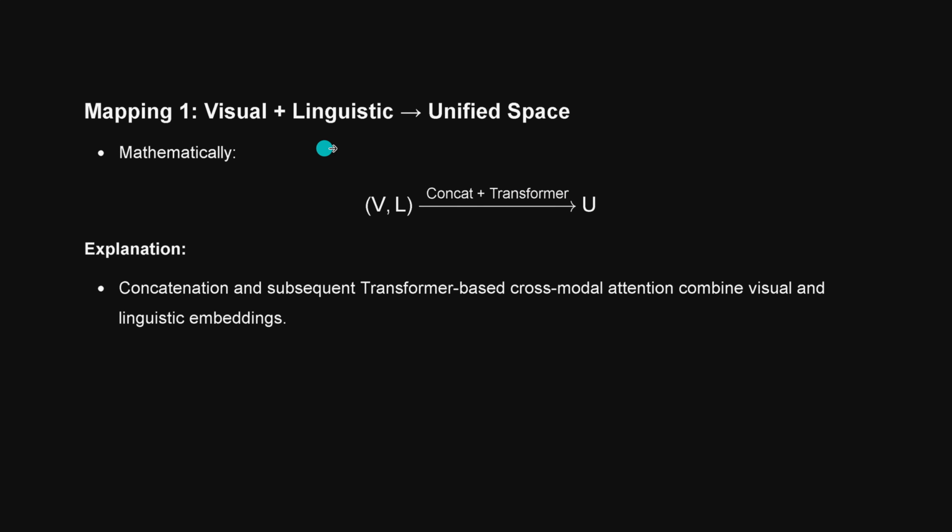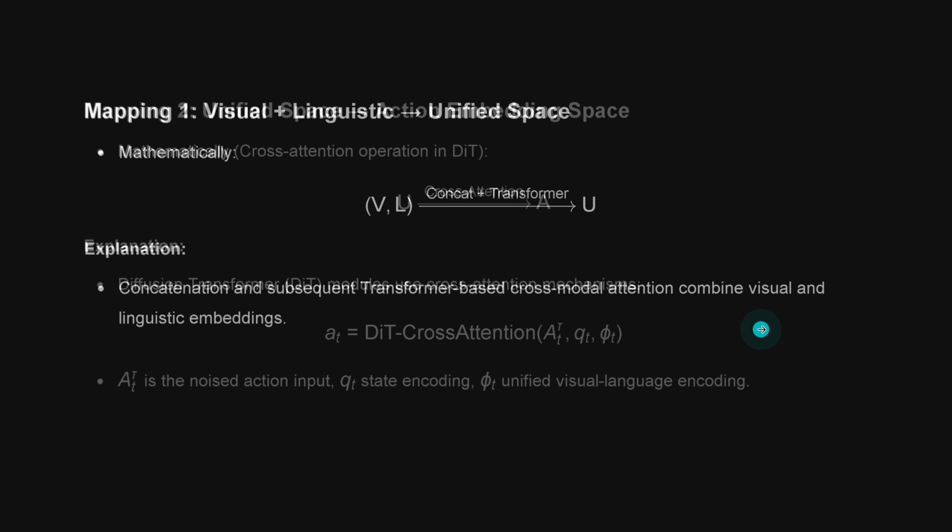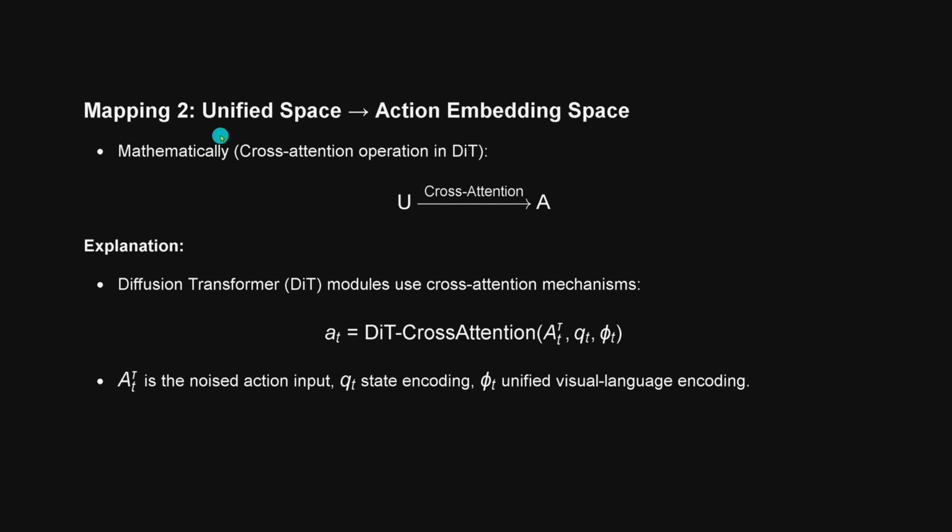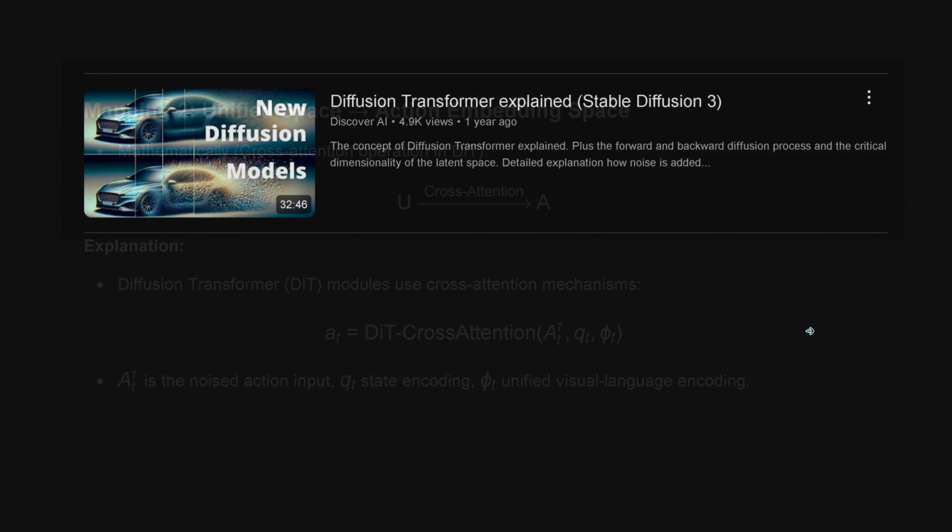We have a visual and a linguistic map to the unified space, no? Concatenation, subsequent transformer-based cross-modal attention, combined visual and linguistic embeddings. Simple. Then, of course, we have our unified space to the action embedding space. We have our diffusion transformer models that use a cross-attention mechanism, and with all the terms, you know this.